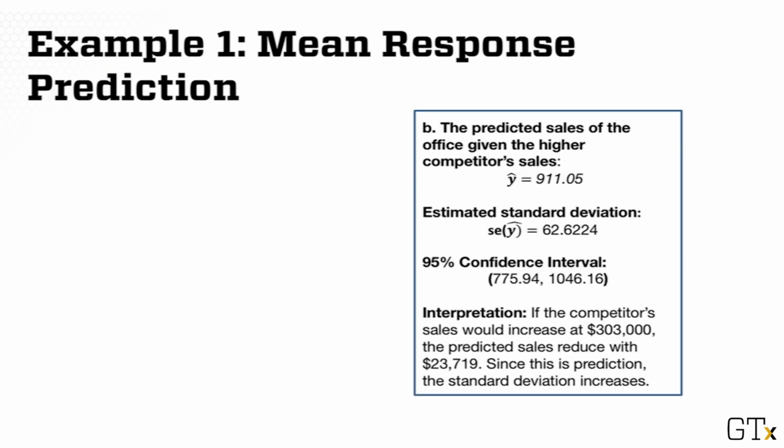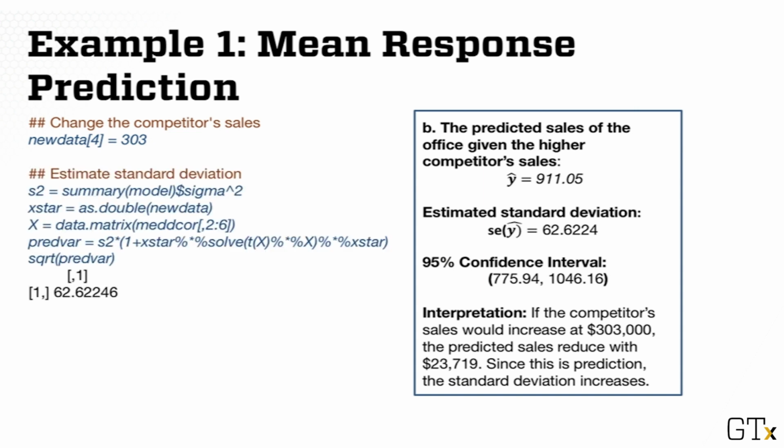In order to address the second set of questions, we'll perform a similar exercise, except that we'll need to take into account that we have predictions. So now for the prediction, we need to change the competitor sales. So we'll change the value in the new data to 303 because the competitor sales increased to 303,000, and competitor sales are measured in thousands of dollars.